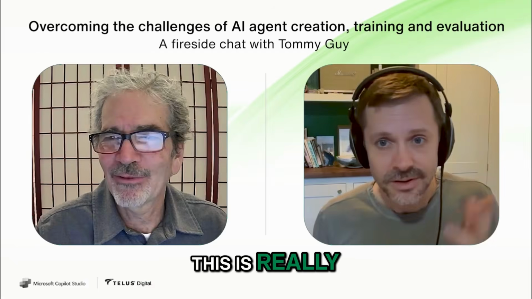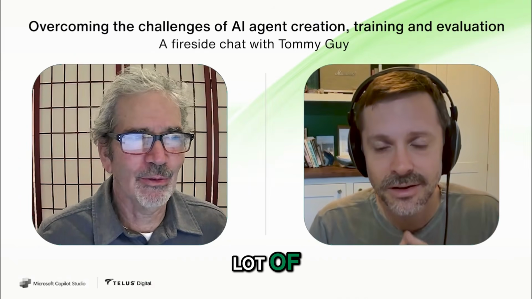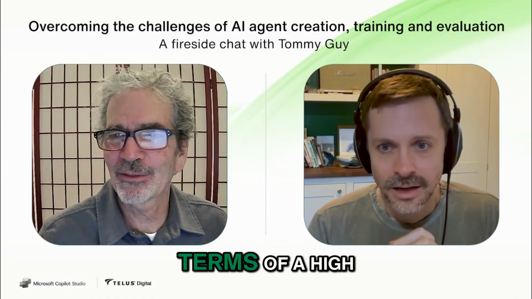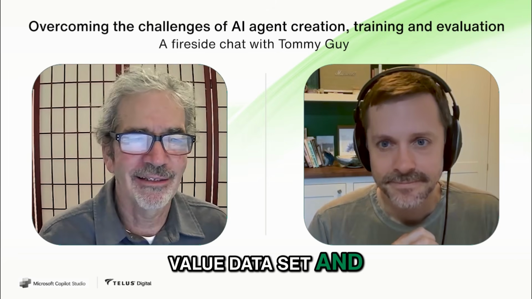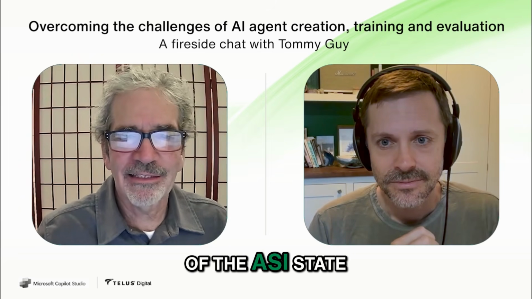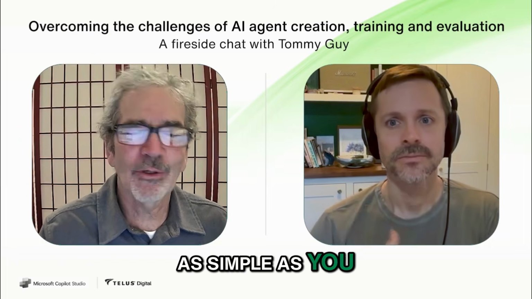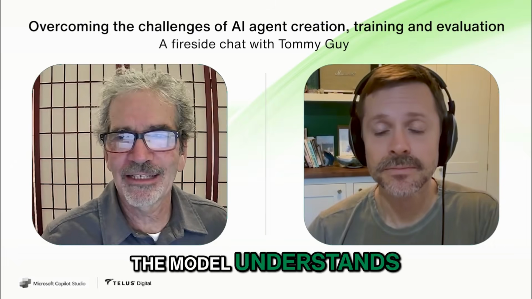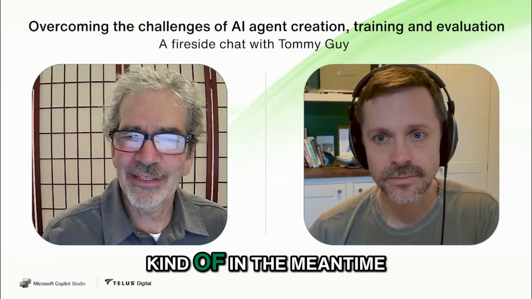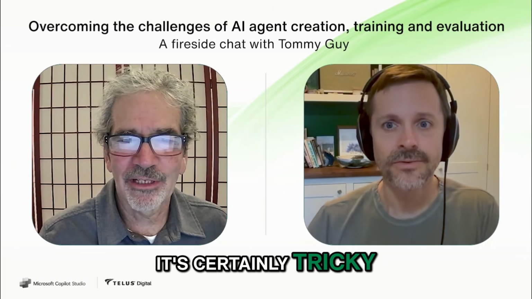Yeah, this is really, really fascinating. On the TELUS Digital side, it's taken us a lot of taste tests to get just the right blend of difficulty in terms of a high value data set. And eventually, I think, when we're at the ASI state, your prompt can be, as you've described, as simple as you are a helpful agent. The model knows you well enough, understands your intent and does the rest. But in the meantime, getting that right blend is certainly tricky. Very challenging.